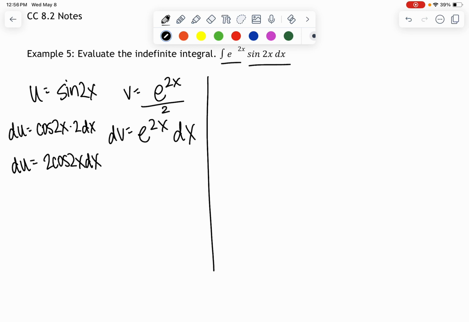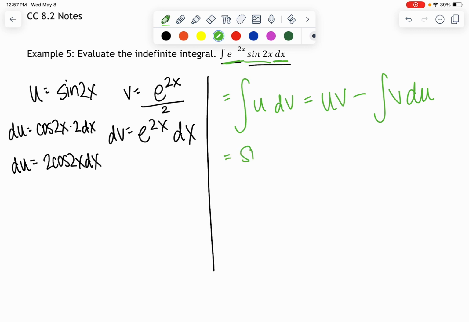So now we can go ahead and substitute. The e to the 2x dx is going to be dv, and sine of 2x is u. So that's my subbing. I'll apply the rule. The integration by parts rule is the integral of u dv equals uv minus the integral of v du. So I've got my rule, and now I'll unsubstitute.